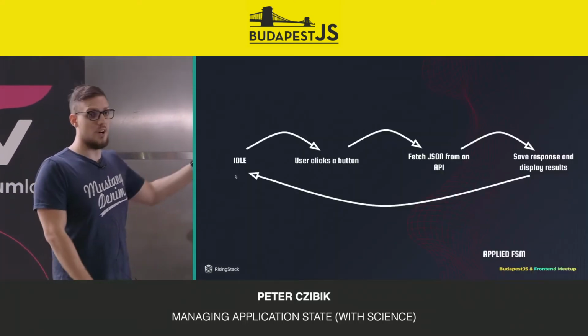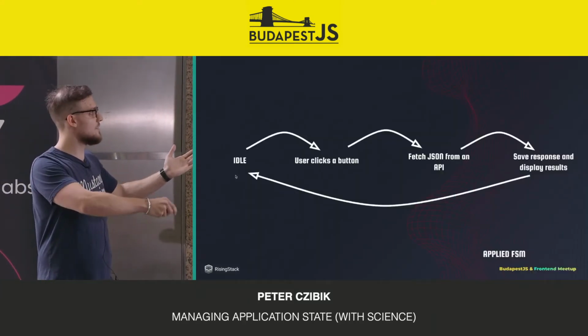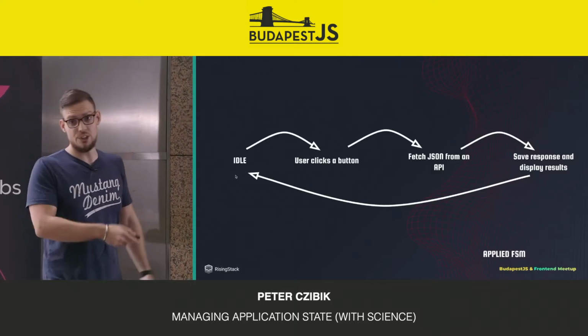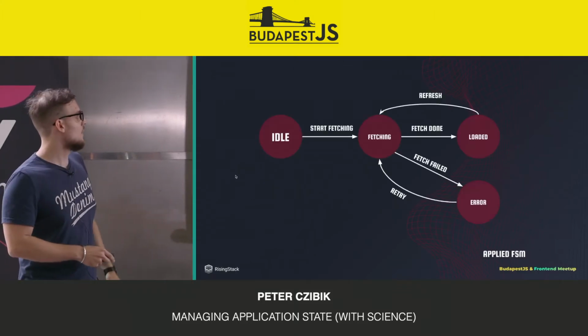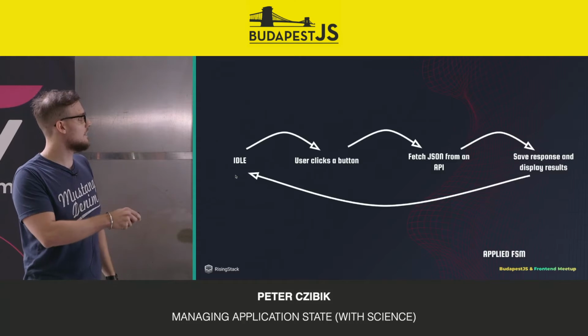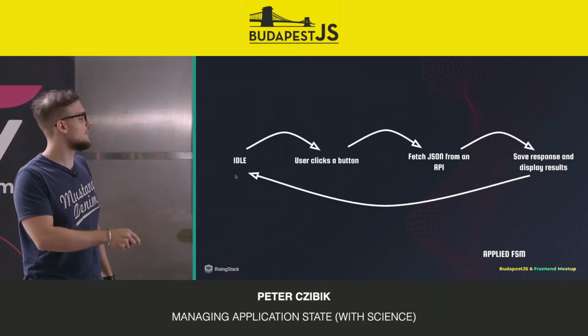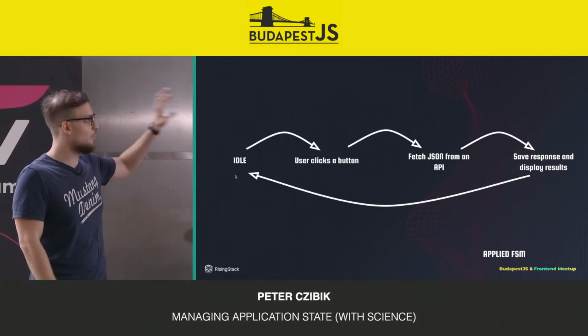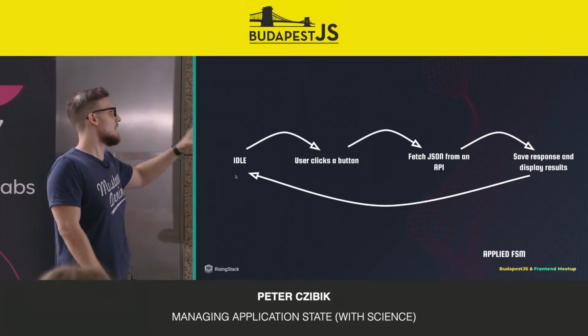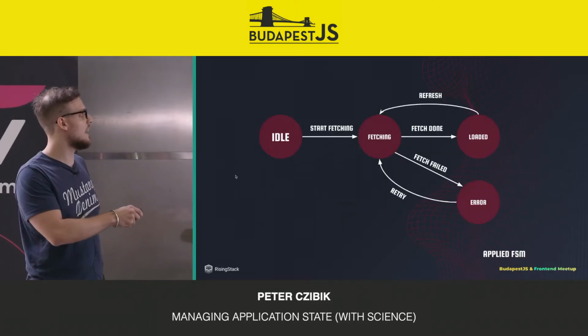So how about we start applying this same concept to our original problem? Our original problem looked like we have an idle state, and then the user clicks a button, we fetch a JSON from the API. If you want to port this over to some representation of a finite state machine, that would look exactly like this.